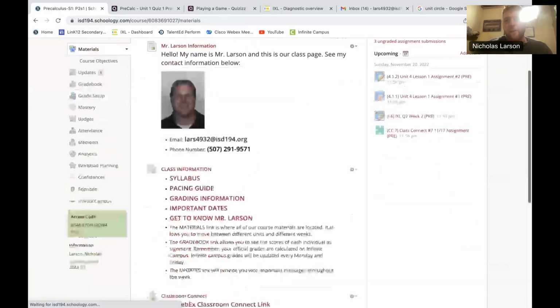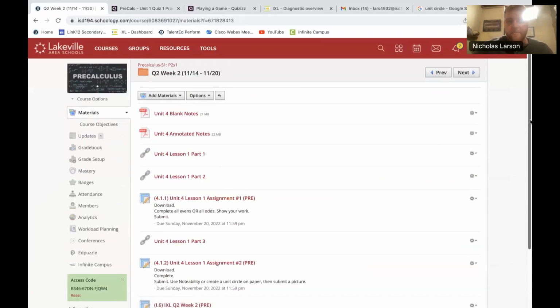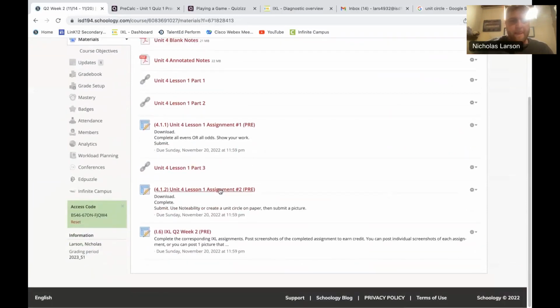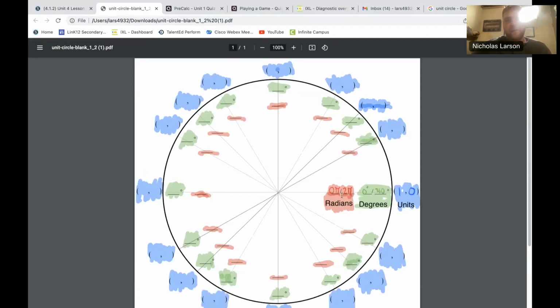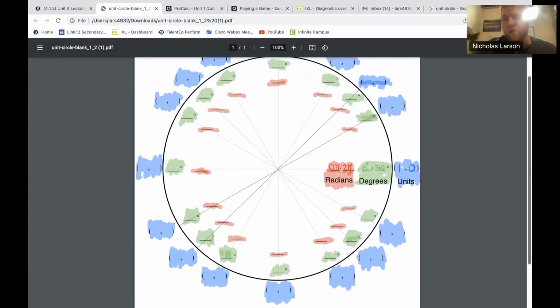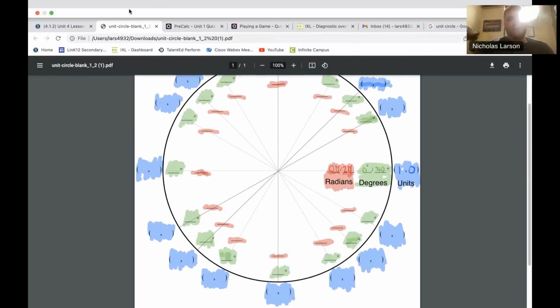And if you look at what your assignment is, I believe it is this one. Your assignment is literally to do the unit circle, okay? Fill out the unit circle. Make sure radians go here, degrees go here, and then your units go here. I tried to highlight it to make it easier. If you want to just draw it on your own, if you don't like this highlighted one, maybe I'll add the blank one in as well. But that's what I've got for you.